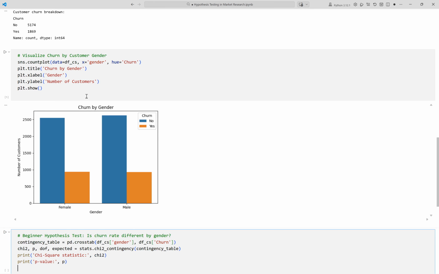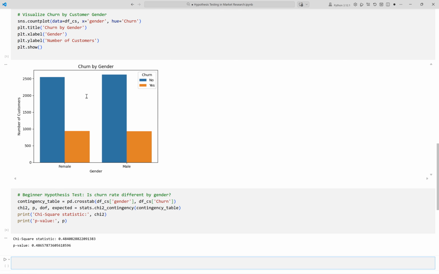Running the cell now. This output shows the results of a chi-square test comparing churn rates between genders. Notice the p-value is high, 0.49, indicating no significant difference in churn by gender in this sample. This connects to the lesson by highlighting the importance of checking group comparisons properly rather than assuming differences, reinforcing sound hypothesis testing in market research. What if you used a different column, such as partner, instead of gender? Try it!